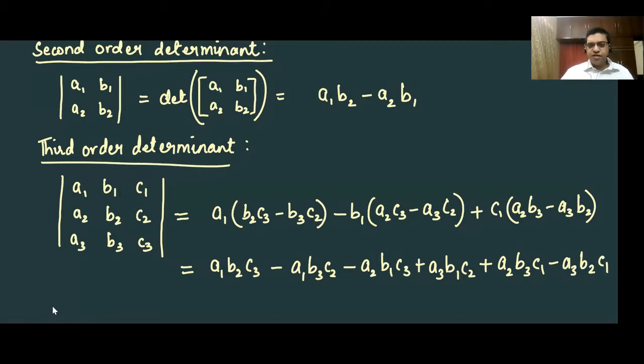Now if you observe this carefully, the notation A, purposely I have chosen like this. The notation A is for the first column, notation B is for the second column, and the notation C is for the third column. So third column elements are denoted by C, second column by B, first column by A. And see the numerals: the first row is denoted by 1, the second row by 2, the third row by 3.